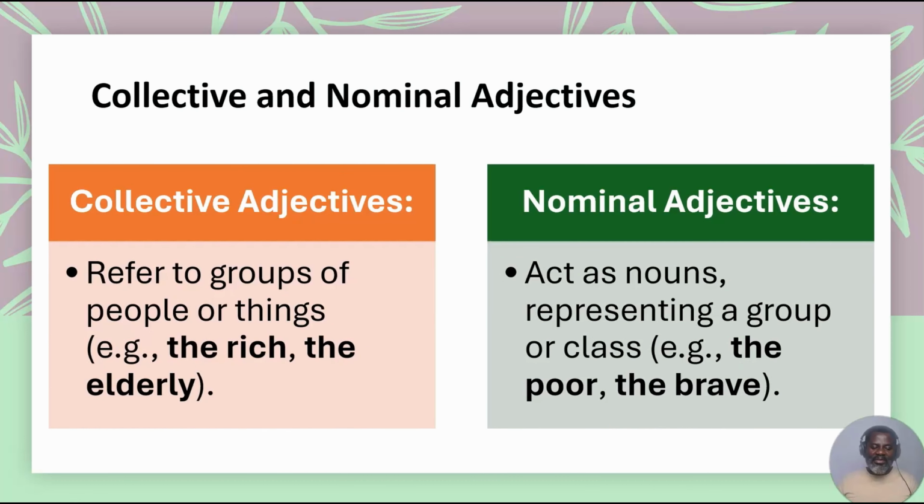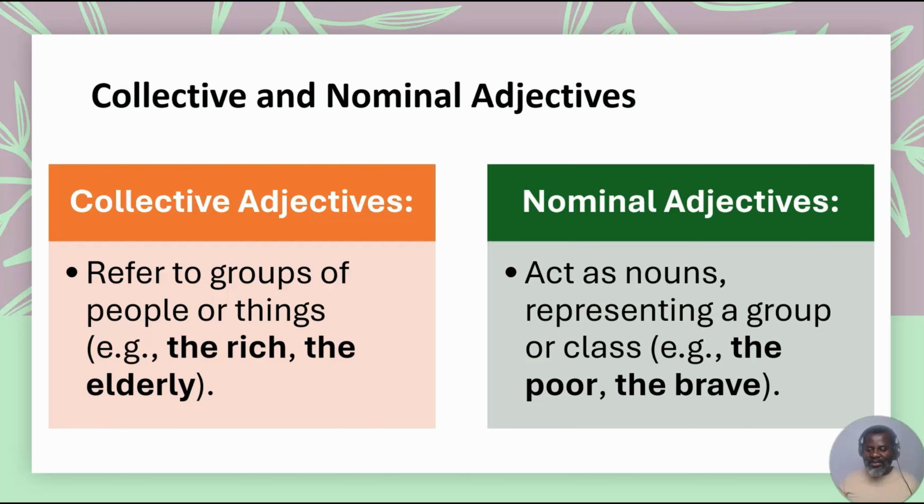Collective adjectives refer to groups of people or things. So when you're describing a group of people or a group of things, you can use a collective adjective. For example, you can say the rich are necessary in our country. The rich is a collective of people that are wealthy. The elderly is a group of people who are old.